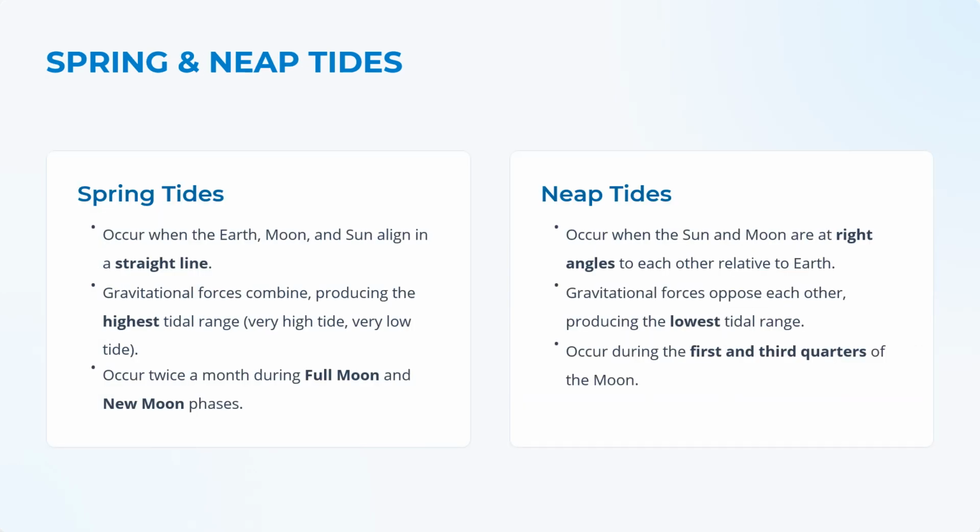So this is what I just explained in the last image. The spring tides occur when the earth, moon, and sun align in a straight line. Gravitational forces combine, producing the highest tidal energy, very high tide, very low tide, and occur twice in a month, full moon and new moon. And neap tides are when the moon and sun are at right angles. You just recollect the image, and gravitational forces oppose each other, producing the lowest tidal range, and occur during the first and third quarters of the moon.